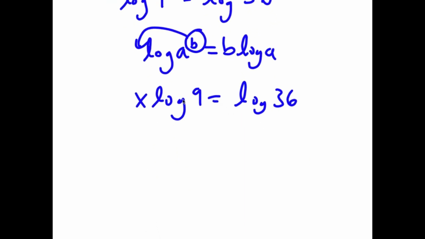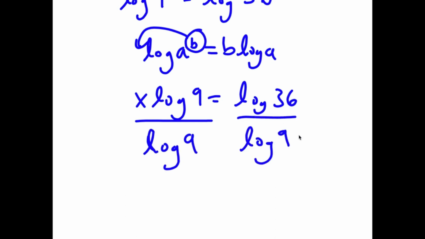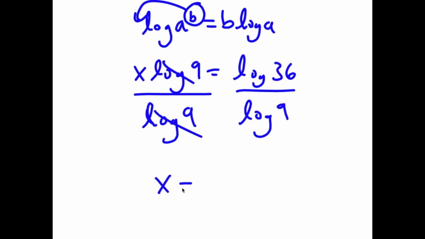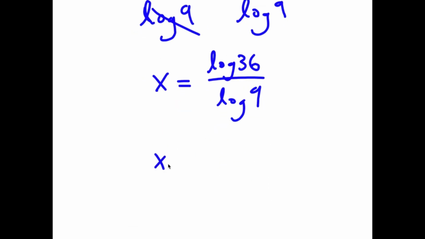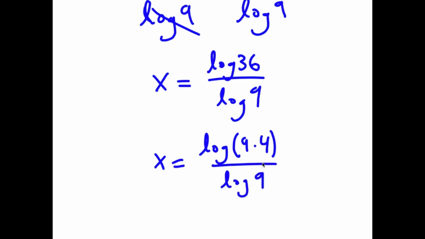Now, I'm going to go ahead and divide both sides by log of 9. So then these two cancel out. Now I get x is equal to log 36 over log 9. So 36 I can rewrite as log of 9 times 4. So I have log of 9 times 4 over log 9.